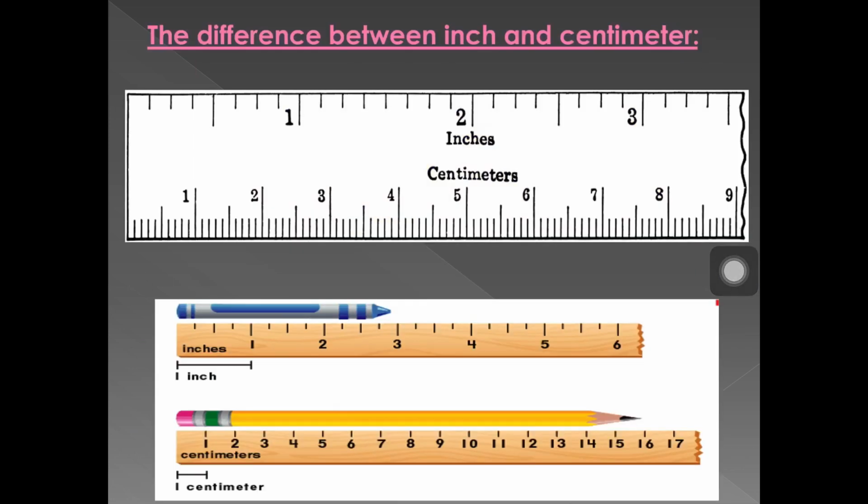Here's the difference between inches and centimeters. We're going to be using two different measurements to measure our STEAM project. Make sure when you're looking at your ruler that you check if you're using inches or centimeters. We can see that 1 inch is about 2.5 centimeters. So 1 inch is about 2.5 centimeters, as we're going to use both measurements.